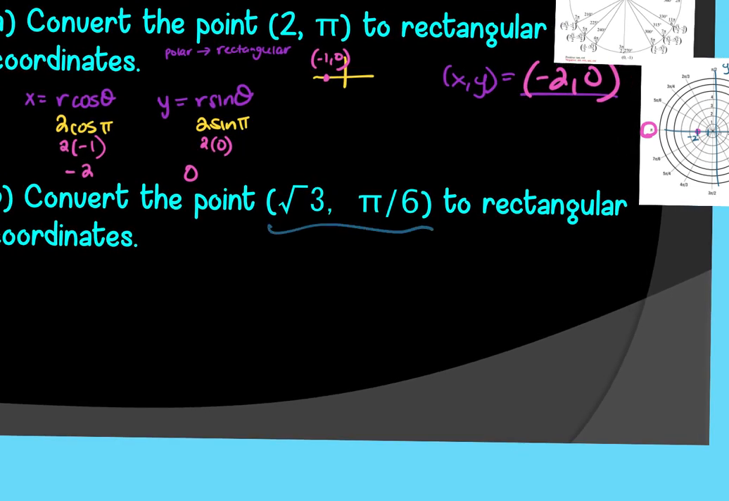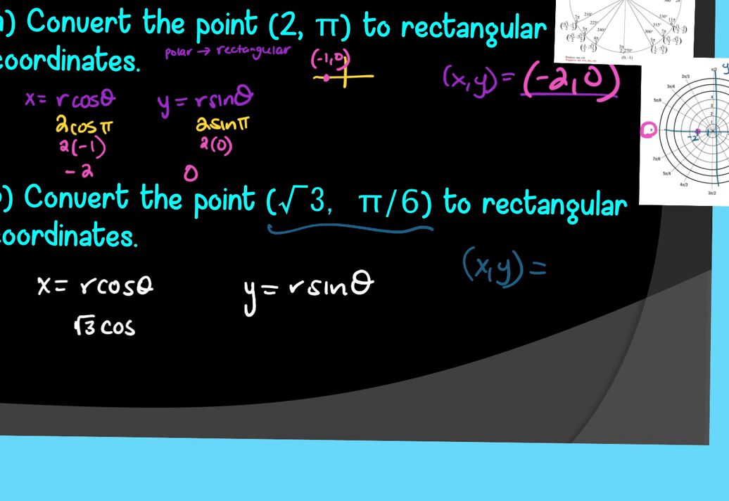All right, so then B, again, converting. This would be in polar. I'm going to rectangular. So my answer is going to be an XY combination. X equals R cosine theta and Y equals R sine theta. R is what? Root 3. Theta is pi over 6. So then it's root 3 sine pi over 6. What's my coordinate at pi over 6?